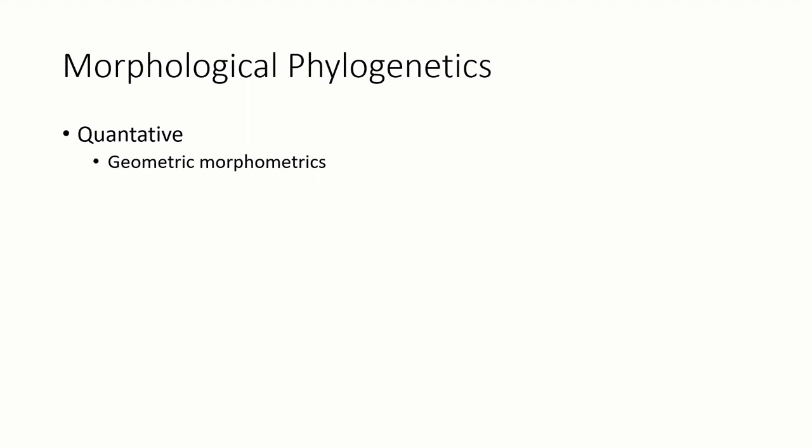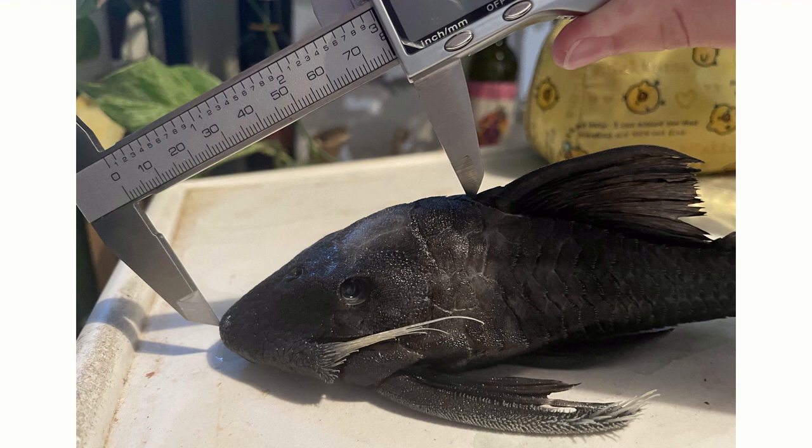One of the newest methods I would say is quantitative methods. One of the most common you're going to see is geometric morphometrics. So here are some examples. This is Panaque cochliodon. And I've got my calipers that do not work because I can't get the battery out. But it's showing some standard measurements.